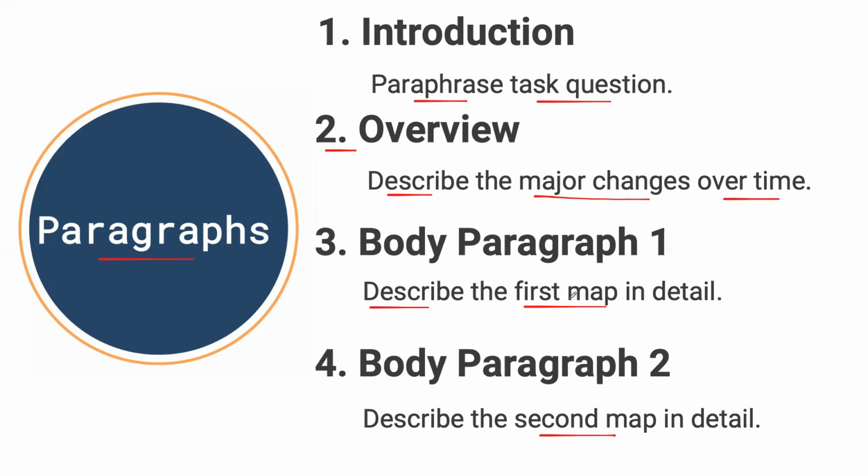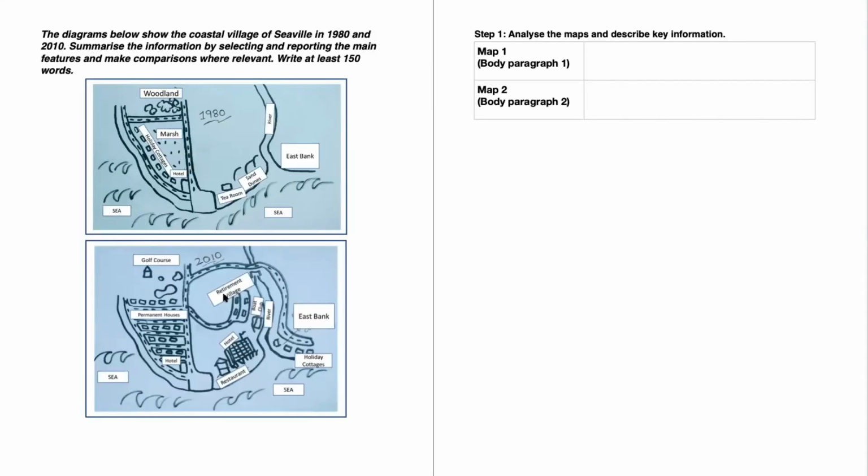Now we're going to head on over and look at our first task question for today. So we see our two maps. First, I'm going to read the prompt, make sure that we understand it, and I will underline also some keywords. So it says, the diagrams below show the coastal village of Seaville in 1980 and 2010. Summarize the information by selecting and reporting the main features and make comparisons where relevant. Write at least 150 words. Okay, so we see our first map, 1980, and our second map, 2010.